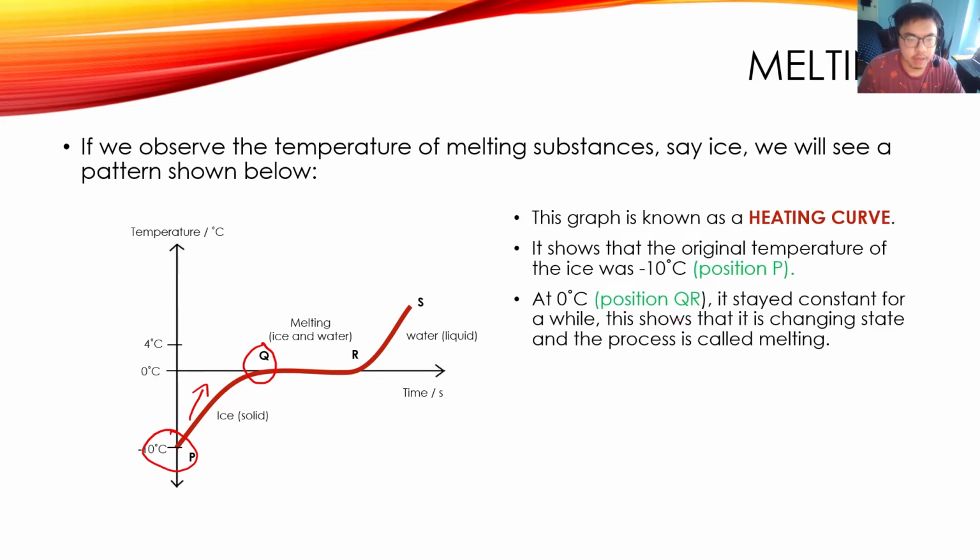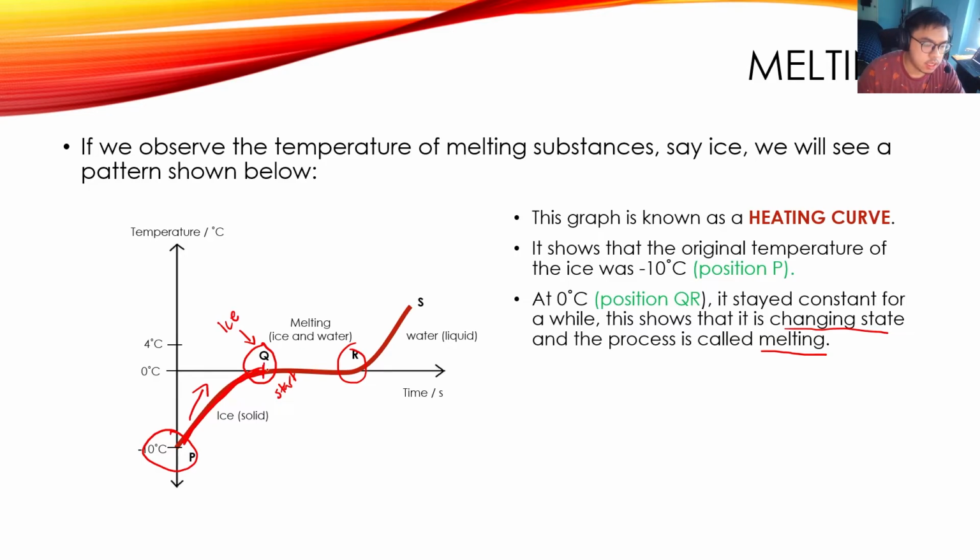In fact, at position Q and R, so at this straight line here, it is changing state and the process is called melting. The ice is melting. So whenever you see a straight horizontal line in a heating curve, that could mean that at that point the substance is melting. So you will see that at the start, Q, this is the start of the melting process. At Q, everything is ice, so everything is solid. Okay, so you can see at this point here, everything is still solid, everything is ice.